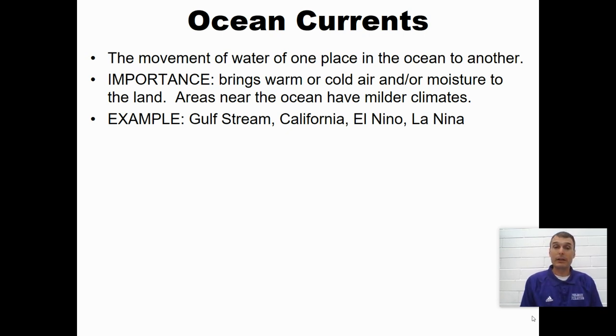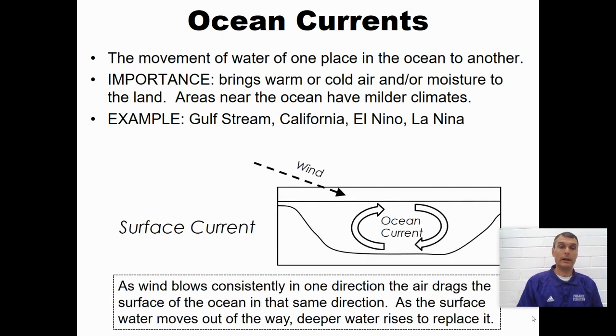What are some examples of this? We've got the Gulf Stream, which is a current, the California current, and then two events that are affected by the ocean, which affect the weather: El Nino and La Nina, which you will look at later today. So, how do we get ocean currents?